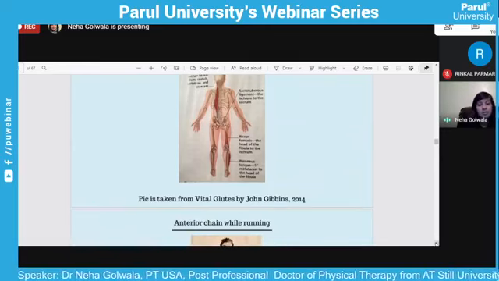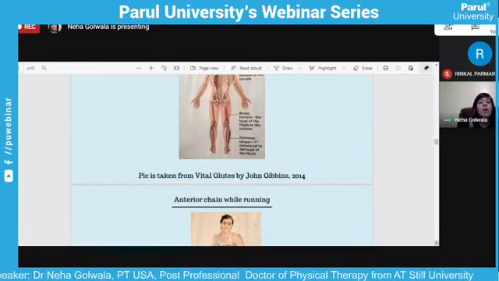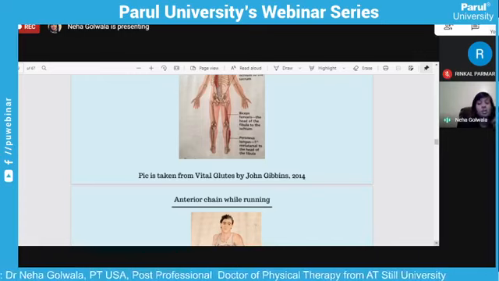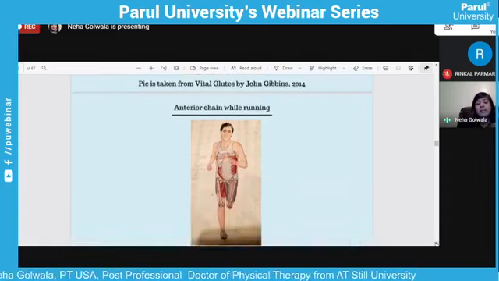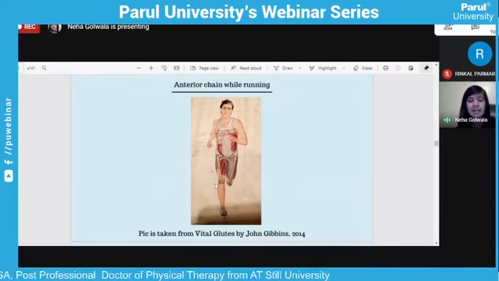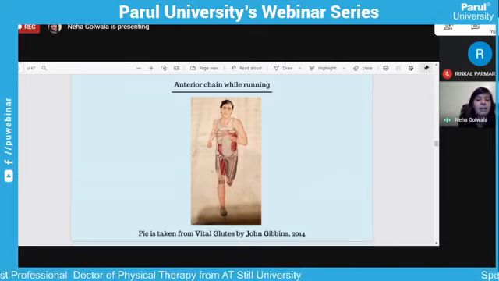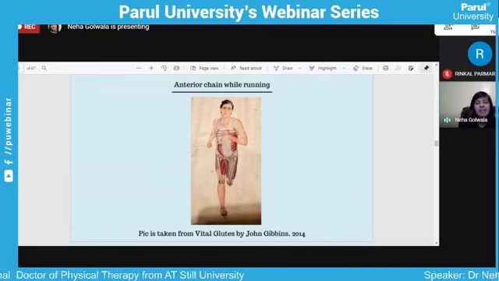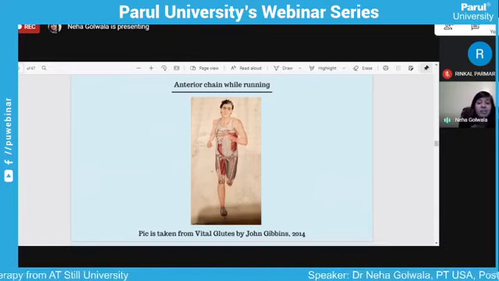So those four systems, the muscle chains, now how do they function during functional movements? There is an example of running here. This is taken from the Vital Glutes book, and John Gibbons, he's an author of Muscle Energy Technique, and he always solves the puzzle by, if there is a shoulder issue, he really wants to look at the hips first. And this is how we are practicing as well, because then you can really find the root cause of the problem.